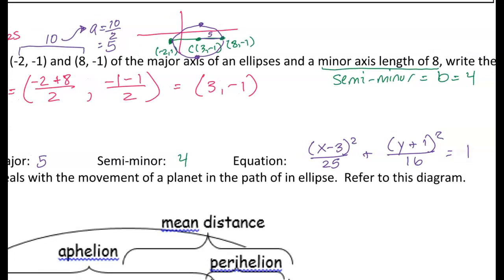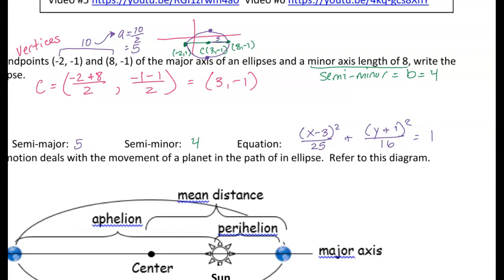So all we did, remember, we take our semi-major, our A value, and we square it and put it under either X or Y, depending on if it's a horizontal or a vertical ellipse. So here, because our major axis, that 10, was on the horizontal, that means that the 25 goes under the X value because it's a horizontal ellipse. Then we put the B value under the other one, but we have to square it. So we square 4 and we get 16, and we put it under the Y.